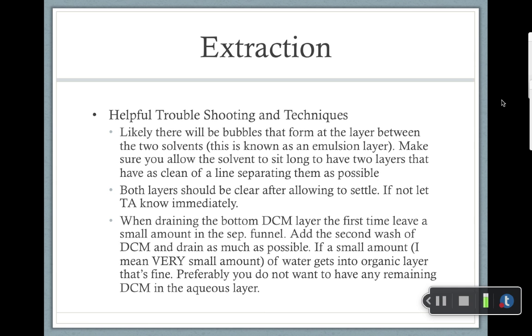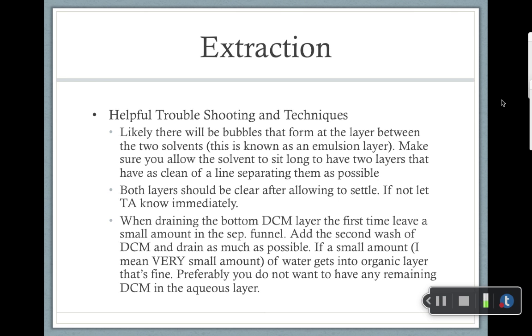So some helpful troubleshooting techniques. These are things that can come up with this lab and that we commonly see in organic synthesis labs. Whenever you are adding 2 solvents that are different from each other, so in this lab we have an aqueous layer and an organic layer, that's generally what you see. Water can sometimes not like the organic layer that you're trying to make it interact with, and what happens is you form an emulsion layer. By an emulsion layer, I mean a bubbly layer that doesn't like to go away.